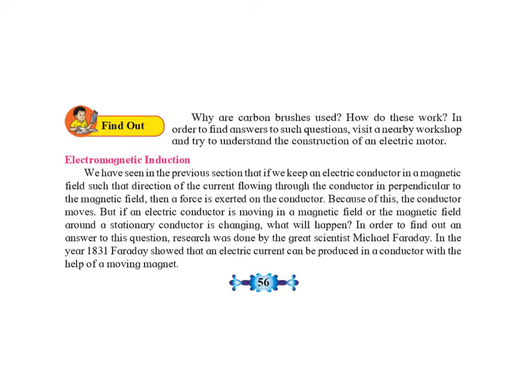We define it as a process in which a conductor is put in a particular position and the magnetic field keeps changing, or the magnetic field is stationary and the conductor is moving. In both these cases, a kind of electricity is generated, which is called electromotive force, and this process is called electromagnetic induction.